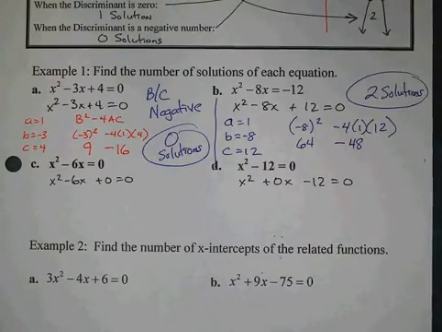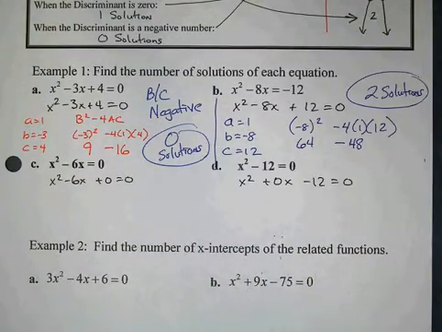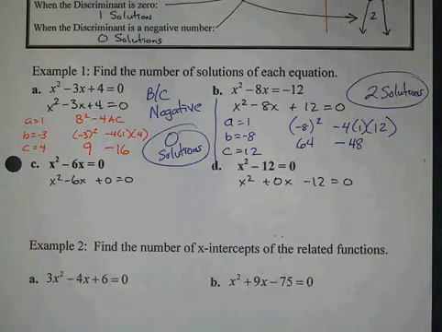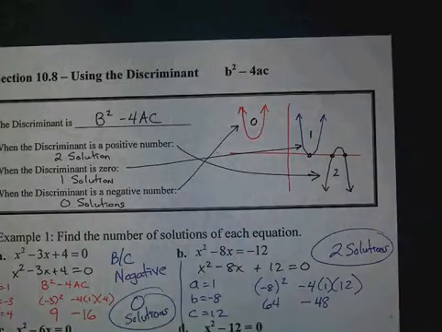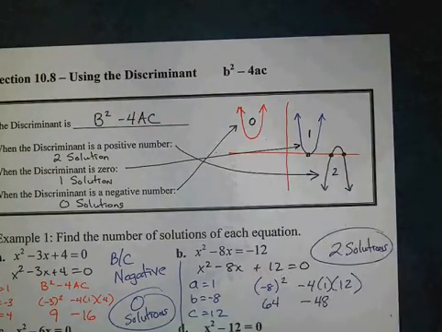Am I asking you what the answers are here? I'm just asking you how many there are. We're just saying, talk to me about your parabola. Does it cross twice, once, or 0? That's it.